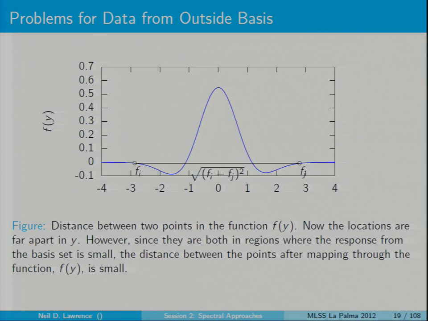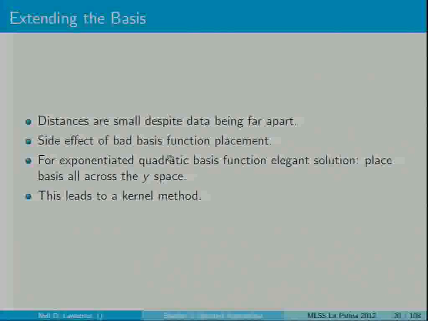So that's slightly problematic. The distances there are small despite the data being far apart. So there's an issue there, and this is a side effect of bad basis function placement. Basically, if you put your basis functions over where your data was, this wouldn't happen. But that's actually a sort of bad thing to say, because how do you know where your data is before you put your basis functions down?